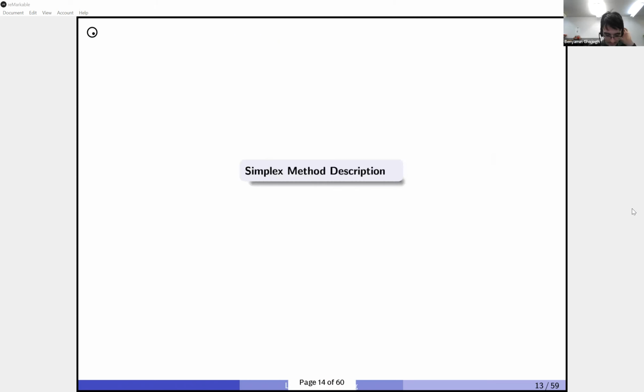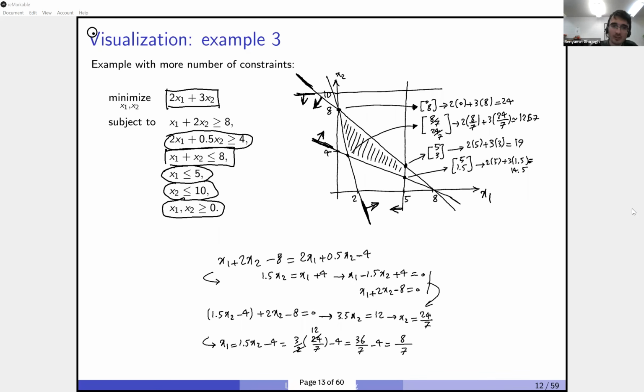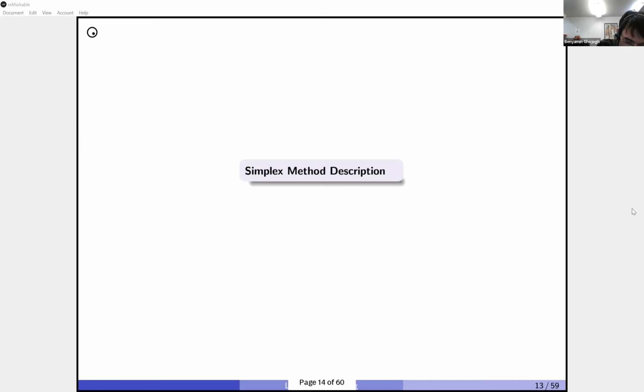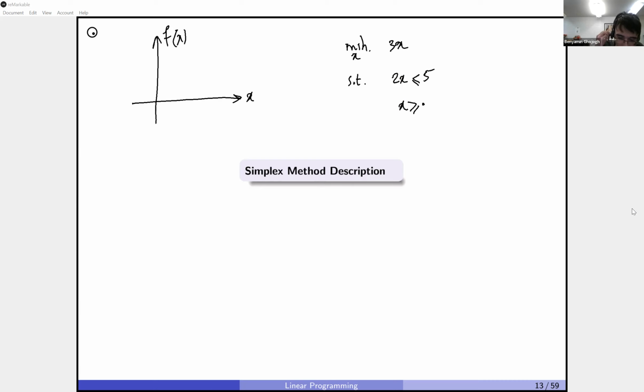But before that, you should also note, for example, let me draw it here. If you are in 1D, if you have only one dimension, for example, minimize 3x subject to 2x less than 5, and x greater than or equal to 0. We might have some other constraints too, but I want to let you know how it will look for visualization when we only have one dimension.